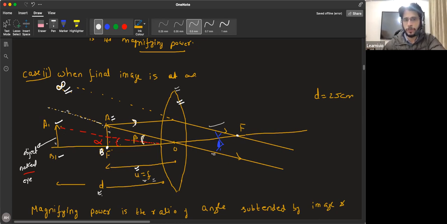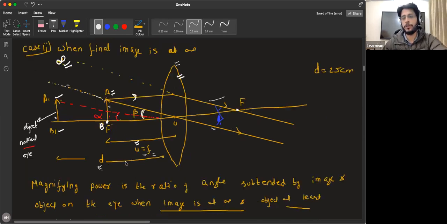So this A1, B1 subtends some angle alpha. Is it clear? This AB and A1, B1. Yes, sir. This can be confusing. When you study books or you go through some notes, then this could be confusing. You will find two objects. You'll get confused from where these two objects came. AB is the object when you have the lens. A1, B1 is for the naked eye. So this beta by alpha is your angular magnification.